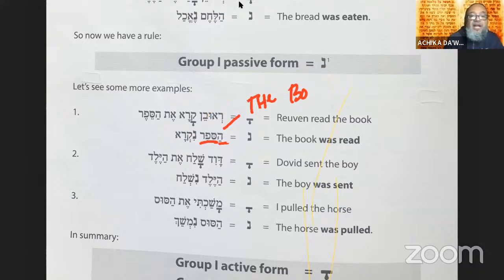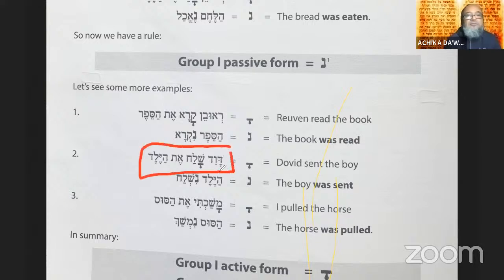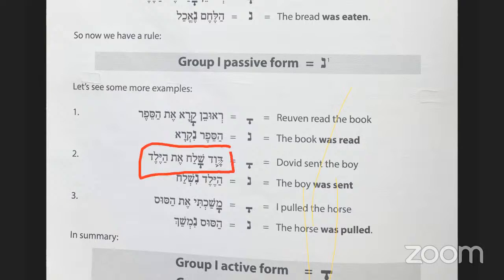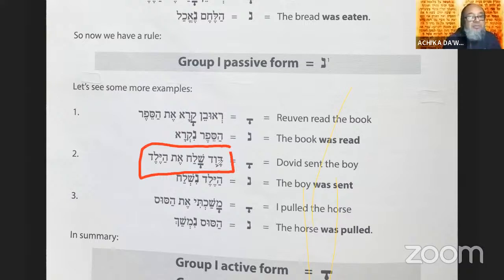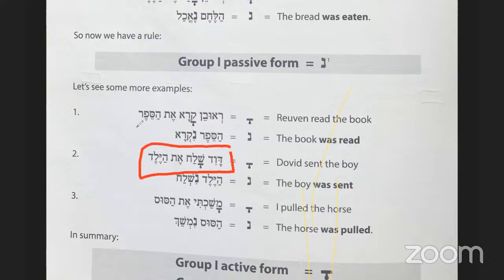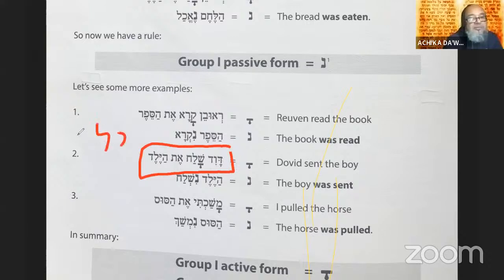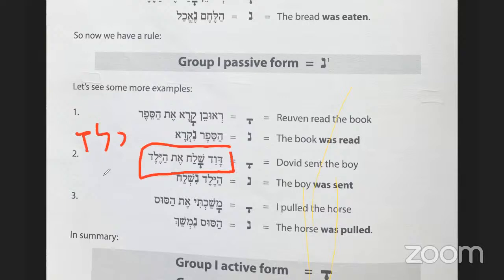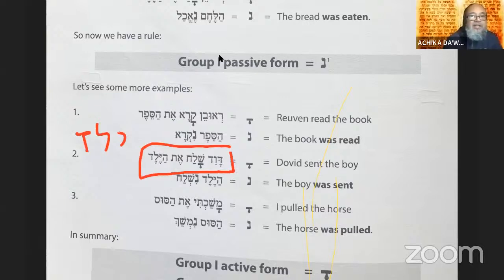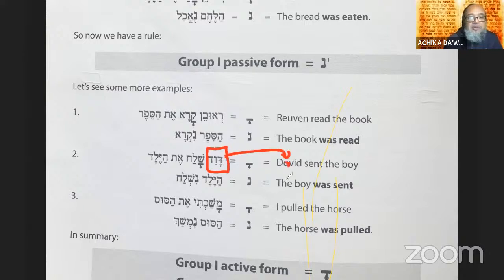Now I want to see if you guys can do it. I'm going to walk you through this one. All right. So somebody read this right here. David shalach et hayeled. Thank you. So David, shalach et hayeled. Okay. So over here, that's David. We know what it is. Shalach, he sent, and then Et is pointing directly to, and then Yeled, the boy.